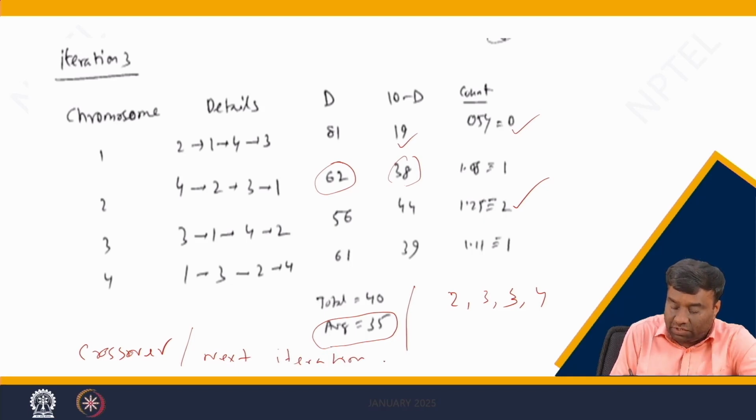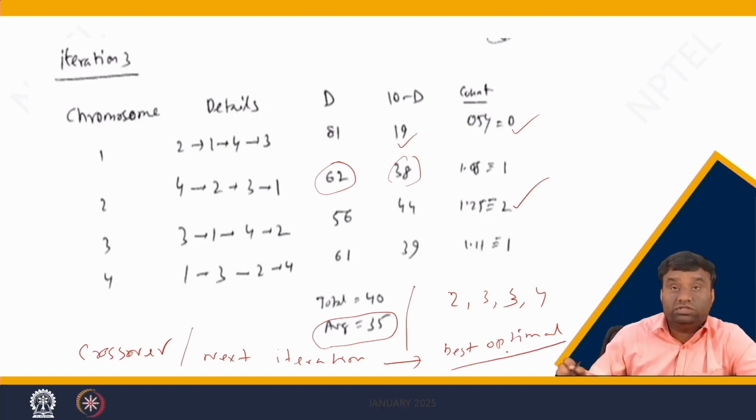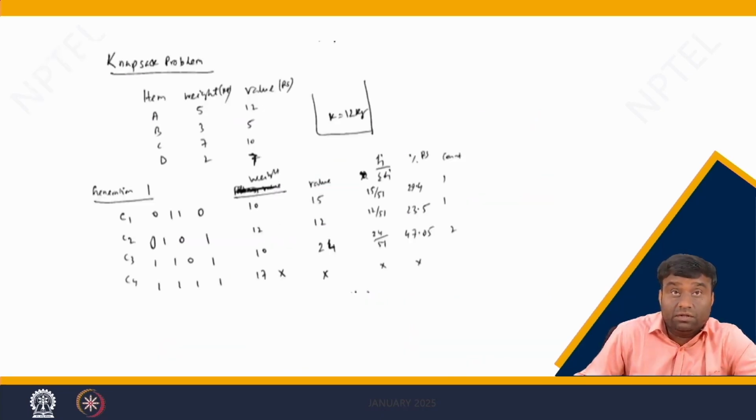So in this way you can proceed to get the best optimal solution. So this is the way the genetic algorithm works. So these are the concepts. I hope you have understood these questions.